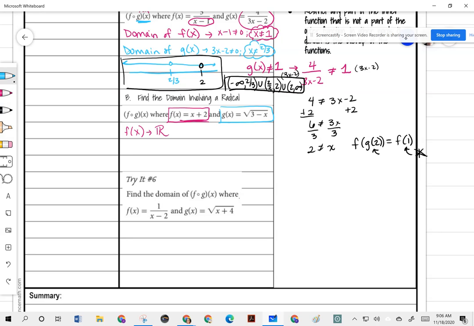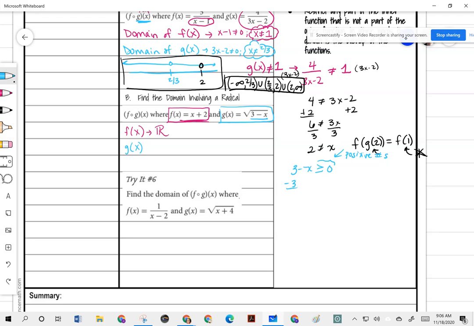But g of x, if you remember, we have to set that radicand 3 minus x needs to be greater. It's okay to be 0 in this case because it's not in a denominator, and it needs to be positive. So we set it greater than or equal to 0 to ensure this is the part that gives us positive numbers, right? Anything greater than or equal to 0 are positives.